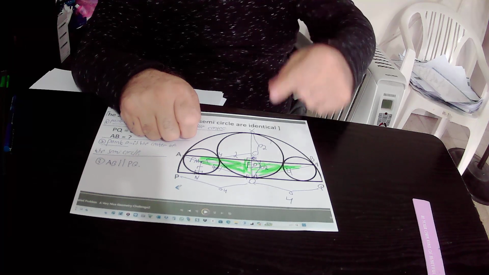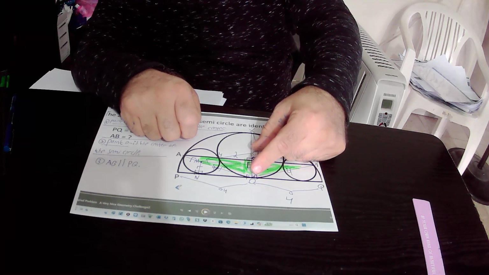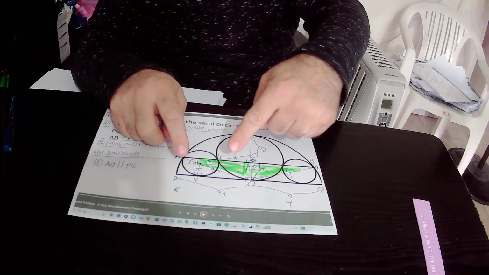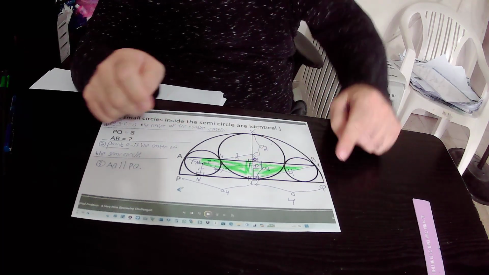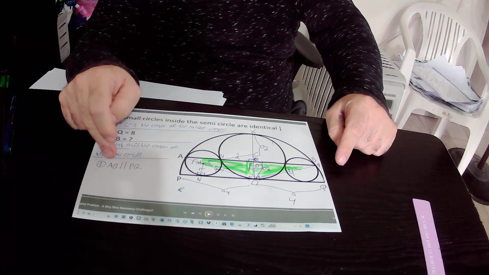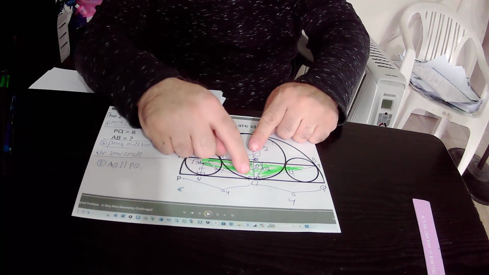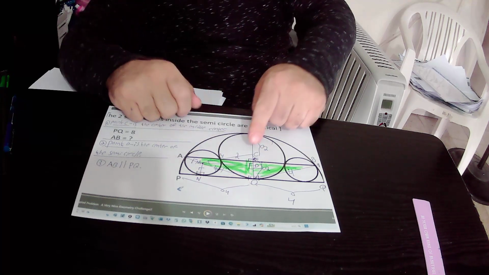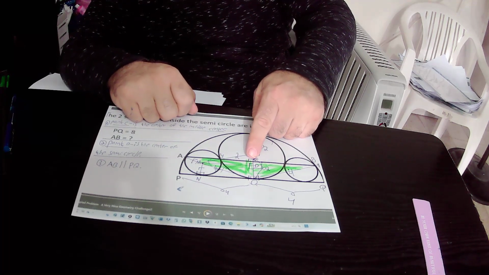And here we know that side AB is perpendicular to PQ. It is given in the question. Therefore, those two angles are equal to each other. We know that this angle equals 90 degrees. Therefore, this angle will also be equal to 90 degrees.